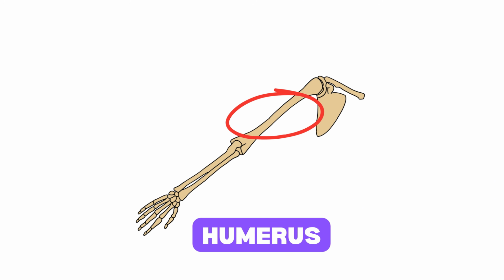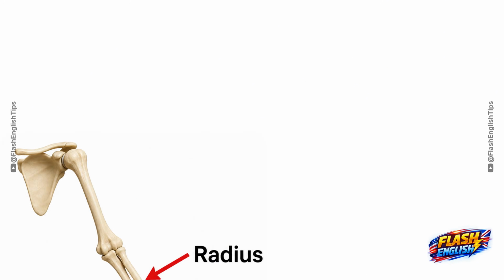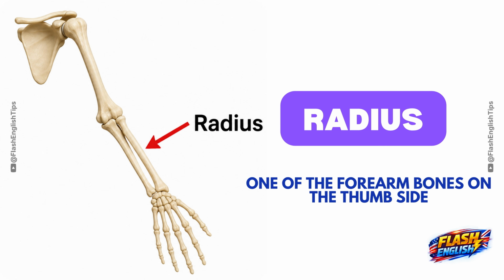Humerus. Radius. Radius is the forearm bone on the thumb side.